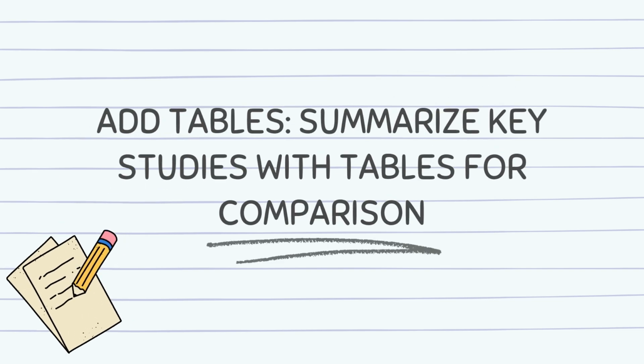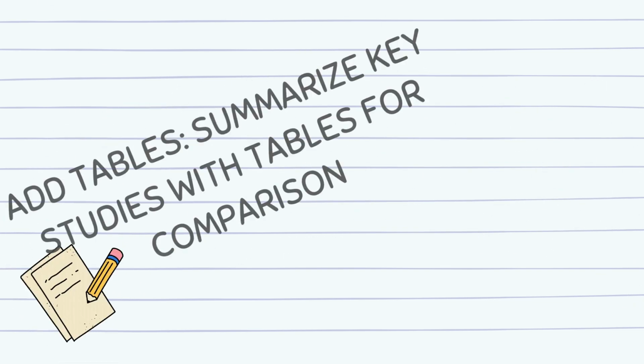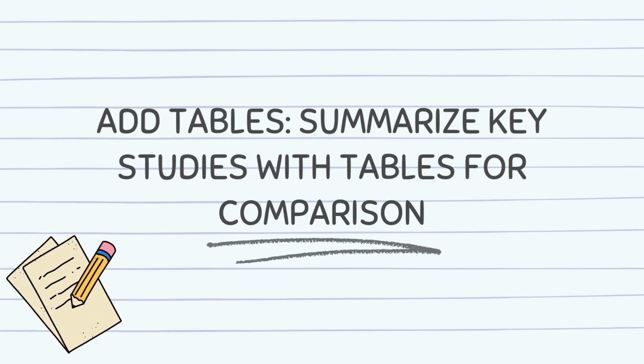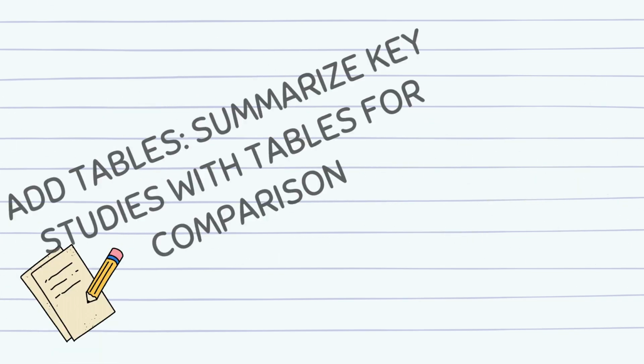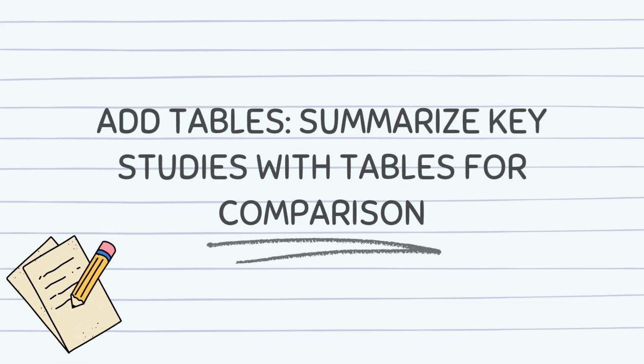Common mistakes to avoid. Overloading the table with too much information. Keep it concise. Don't add unnecessary details. Using tables without explanation. Always provide a written summary below the table. Ignoring citation guidelines. Ensure all studies are properly cited. Presenting unrelated studies. Include only relevant research directly connected to your topic. Using too many tables. Balance between tables and narrative explanations.